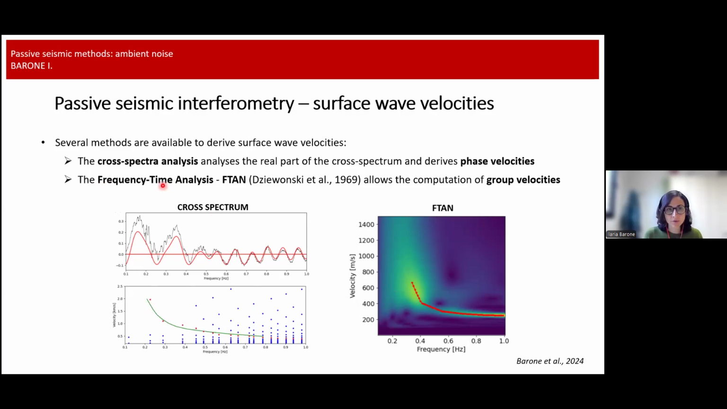And then we have the frequency time analysis, or FTAN, which is also a rather old method, very used. In this case, what we get is a spectrum like this one. On one axis, we have the group velocity. On the other axis, we have the frequency. And by picking the maxima in this spectrum, we get the group velocity dispersion curve. Of course, this kind of analysis is done for each pair of receivers.